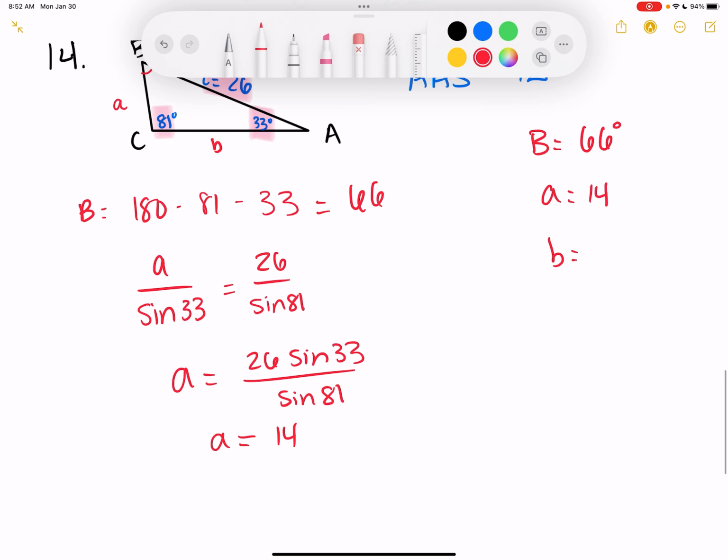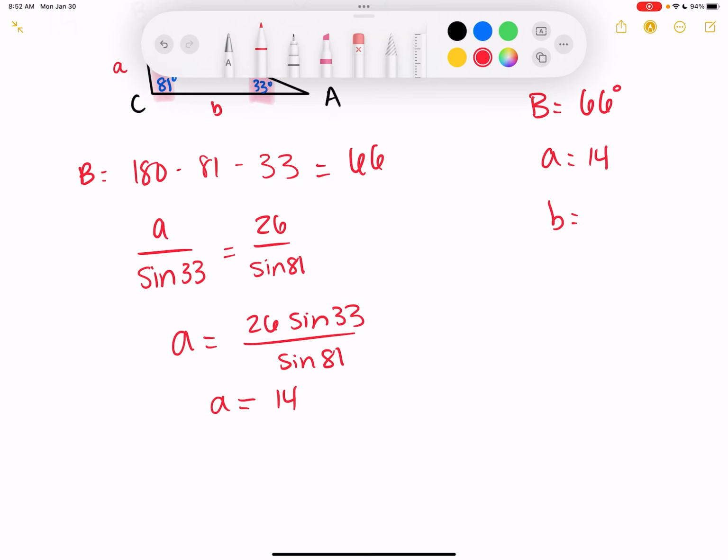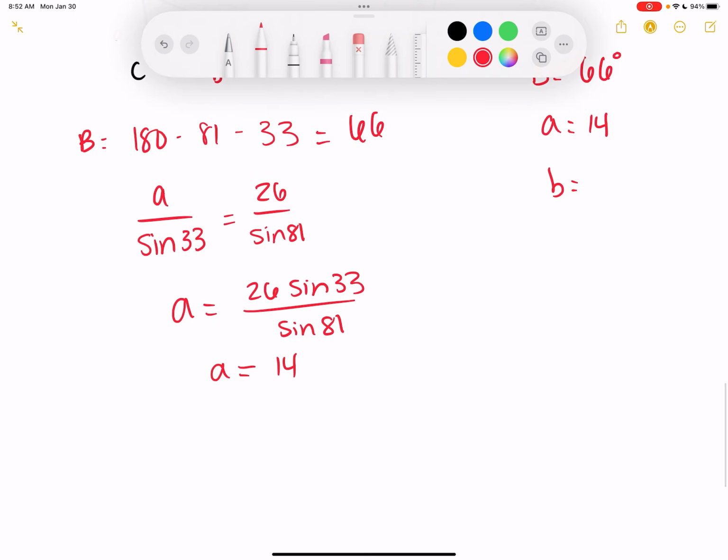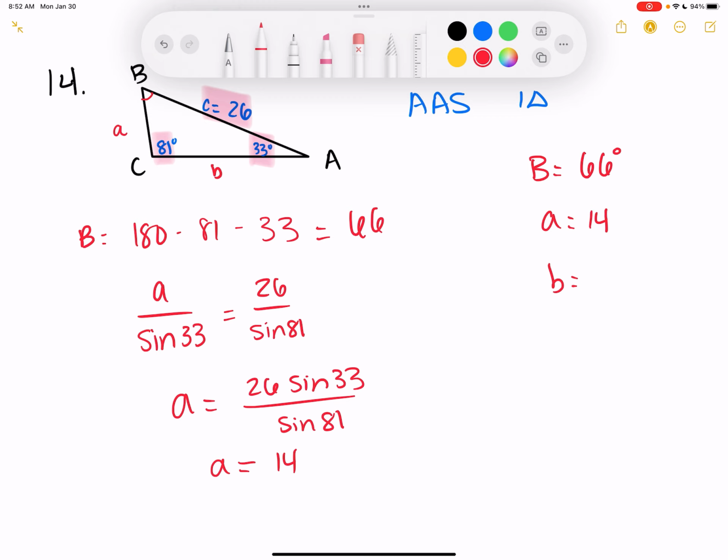Completely wrong number on my paper. That's nice. All right, and then to find B, I'm going to use, obviously, C again. I'm not going to use A because that's just been found information. So then I have B over the sine of B, so that's going to be the sine of 66, is equal to C. So 26 over the sine of 81.